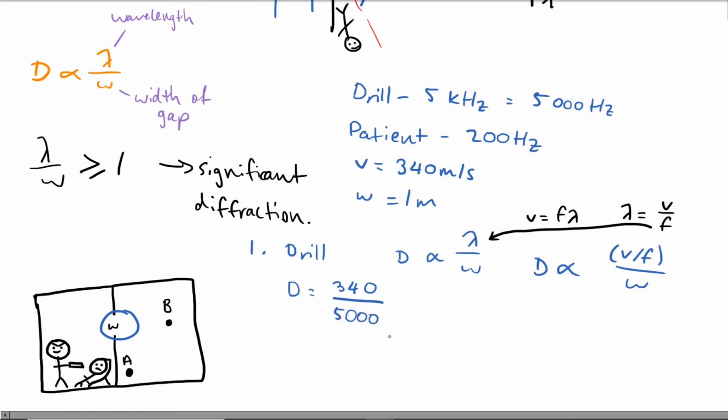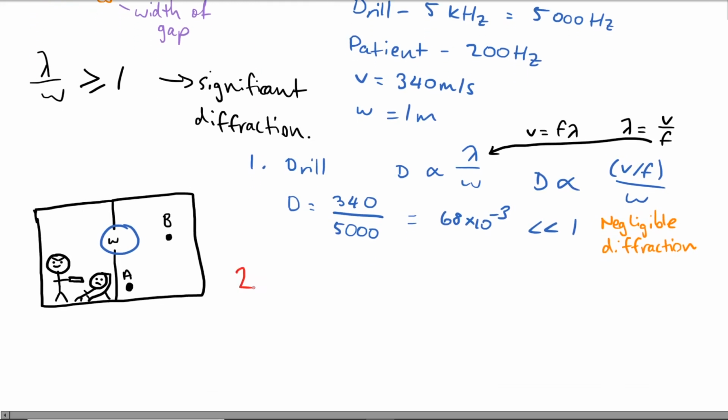I had to use 5,000 instead of 5 because kilohertz is not an SI unit. Hertz is the SI unit. We want everything in the same order of magnitude. And if you put this into your calculator, you'll get 68 times 10 to the minus 3, which is much, much less than 1, so we can say that there's negligible diffraction.